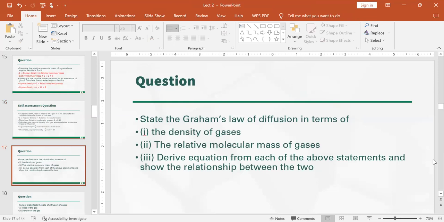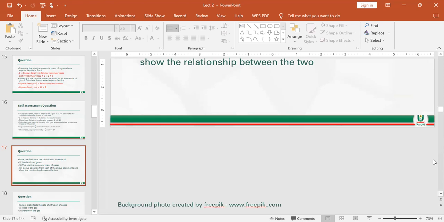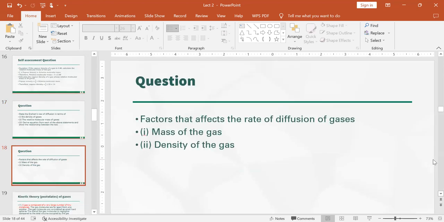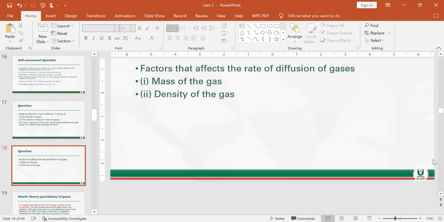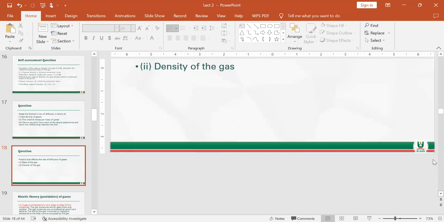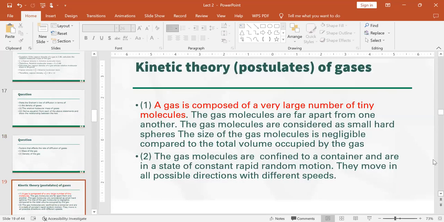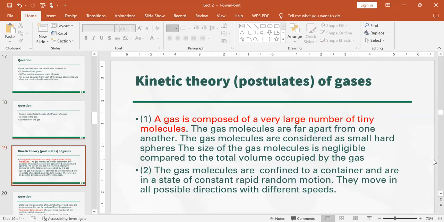Explain Graham's law of diffusion in terms of the density of gases and the relative molecular mass of gases, and show the relationship between them. What is Graham's law? The factors that affect the rate of diffusion of a gas are the mass of the gas and the density of the gas. You say that the rate of diffusion of a gas is inversely proportional to the mass of that gas. The kinetic theory of gases has a postulate that a gas is composed of a very large number of tiny molecules.